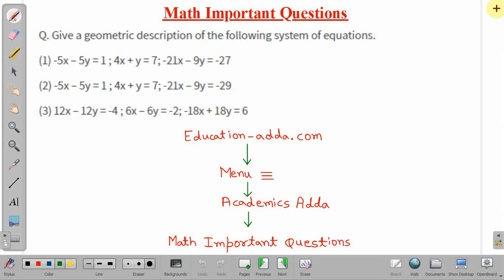Hello friends, in this lecture we will discuss one important problem of mathematics which is from the topic geometric description of a system of equations.